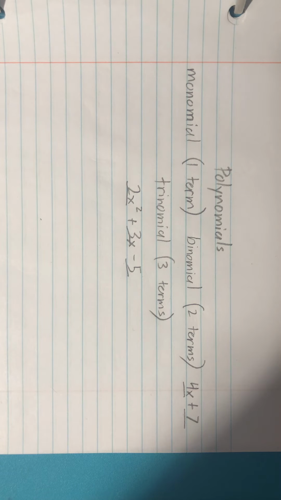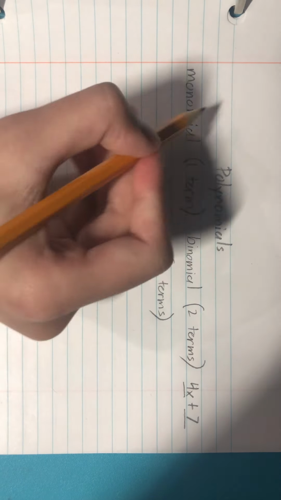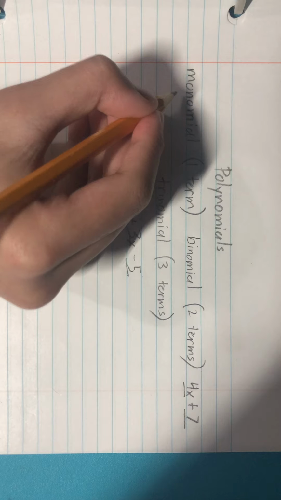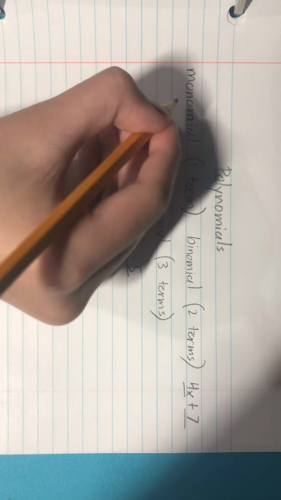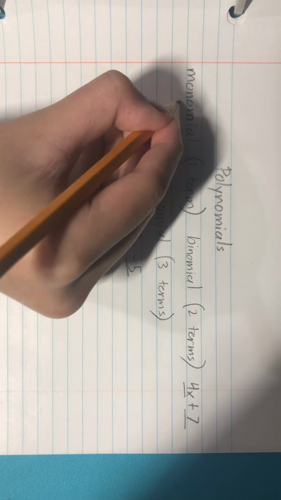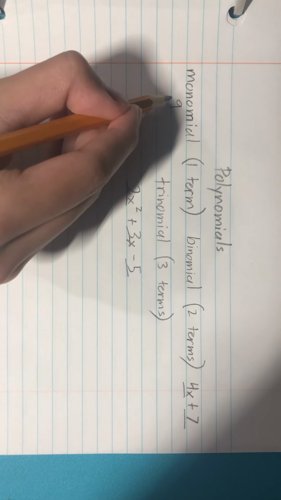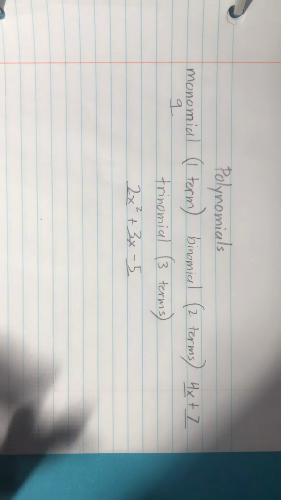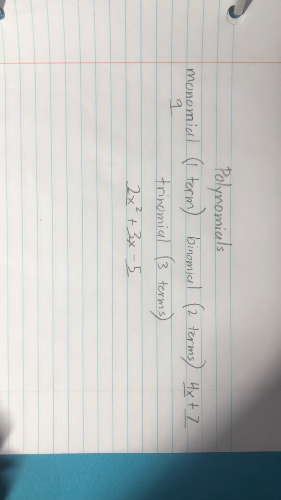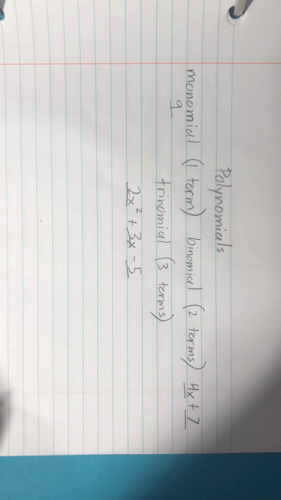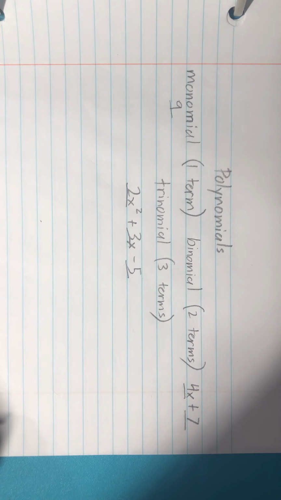And then a monomial would be like a number or something. It would be like 9. That's a monomial because it only has one term. So that's pretty much the basics. So if we were able to simplify it, we would be combining the like terms.